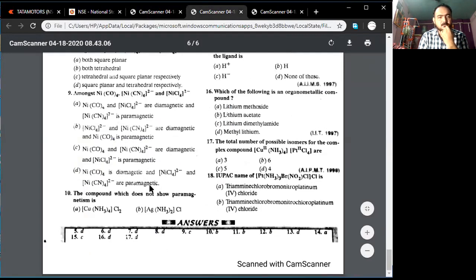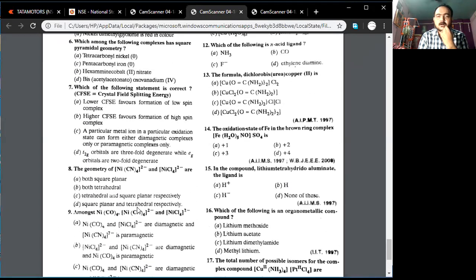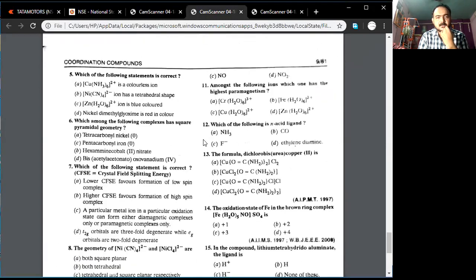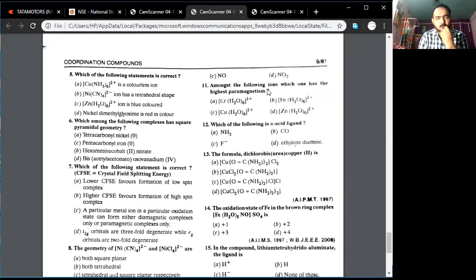Now comes the most important question: the compound which does not show paramagnetism. Question number 10 actually has wrong options, that's why I have not done this. Number 11, I have done this. Among the following ions, which one has the highest paramagnetism? Now you should draw the VBT. If you draw the VBT, the complex which contains the higher number of unpaired electrons is highly paramagnetic in nature.